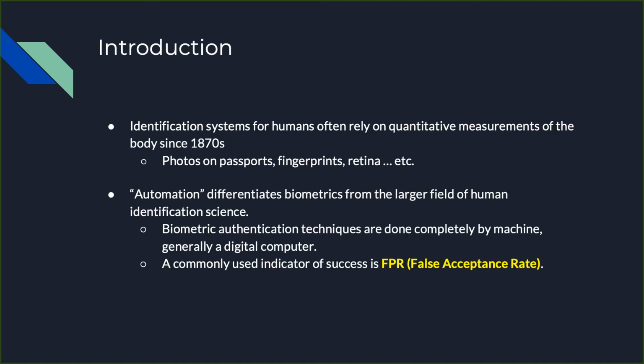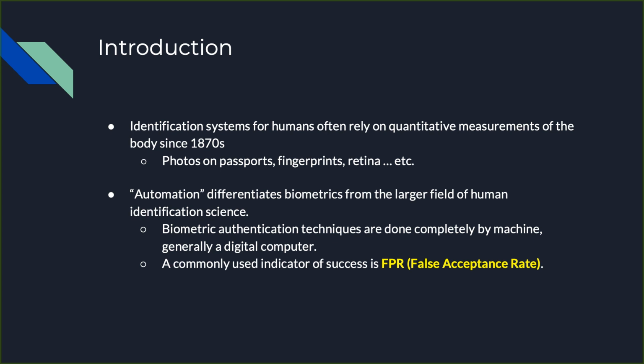Okay. So human identification systems have been around since the 1870s, and during that time, it was mostly based on certain quantities that were able to be measured by the human body. For example, the weight of someone, the height, and etc. Nowadays, it's mostly based on digital signals, such as the photo on passports, fingerprints, the retina scans, etc.